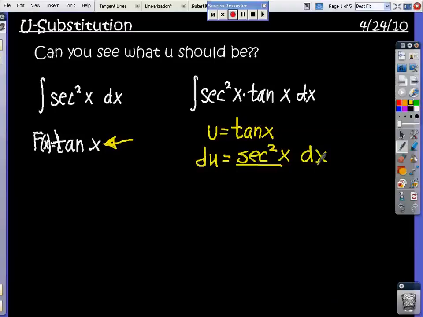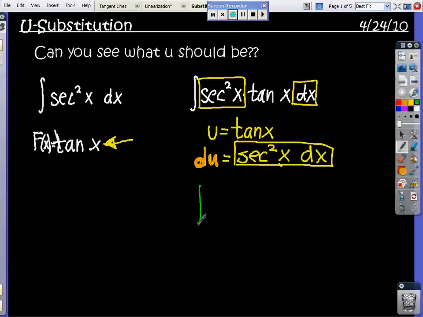Where does that really come from? It used to be du over dx, and we multiply both sides by dx. Given that we have that, everything you see in yellow is going to be substituted, and we're going to substitute in du in the place of what's in those boxes. And so we end up with the integral of u, which is tangent of x, and instead of the yellow secant squared x dx, we're going to substitute in du.